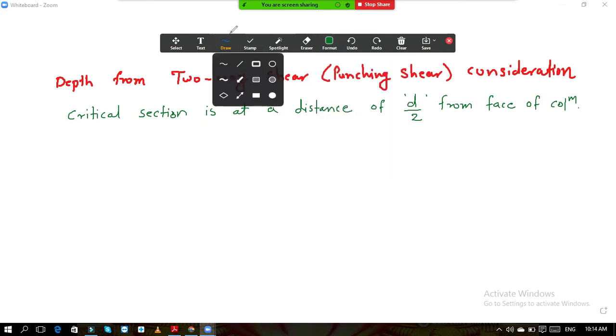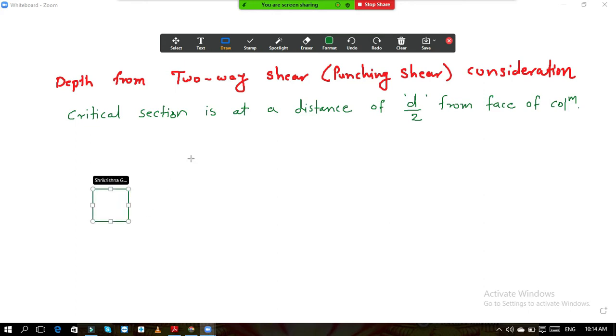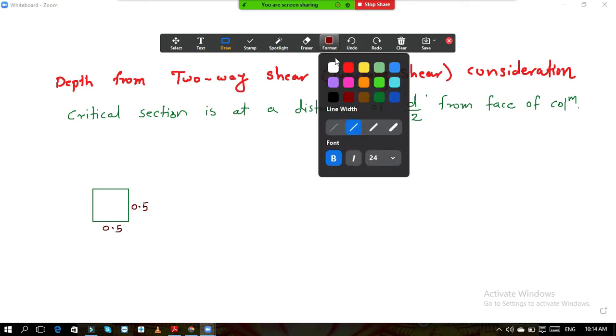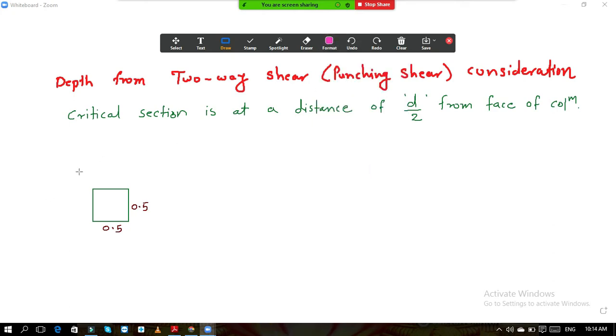So now we will draw the diagram. Now this is our column. What are the dimensions of the column? The dimensions of the column are 0.5 by 0.5. So this is 0.5 meter, this is also 0.5 meter. 500 by 500 is our column. Now the next line is the critical section. This is the critical section.